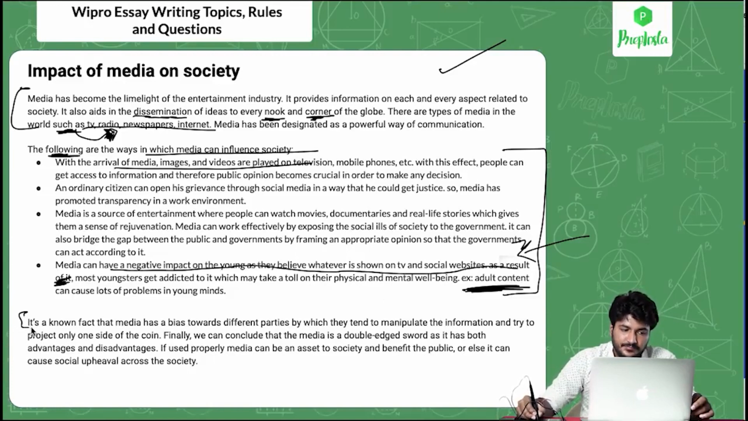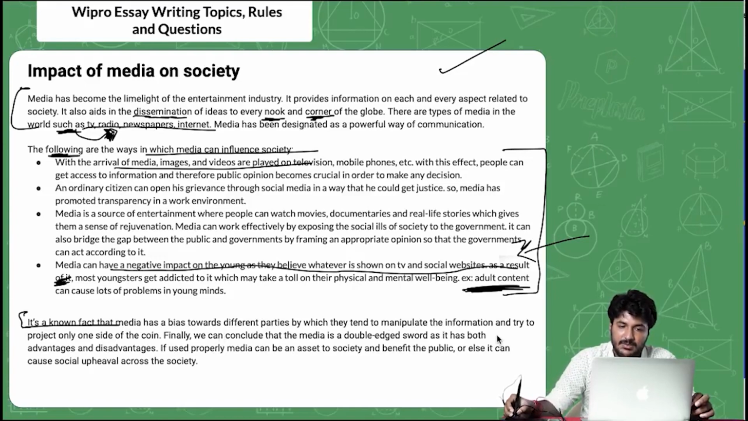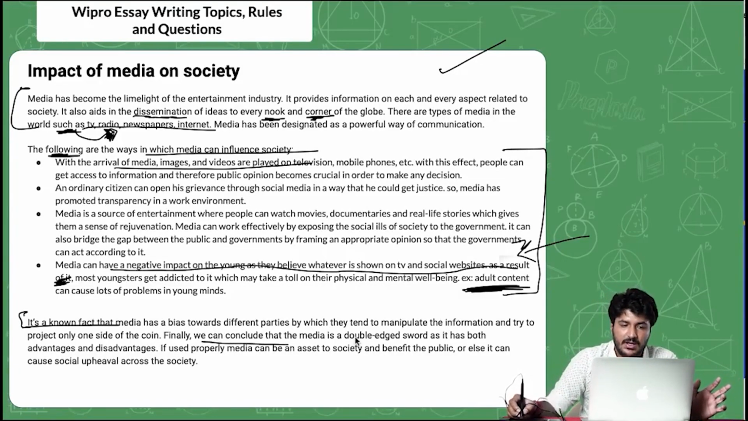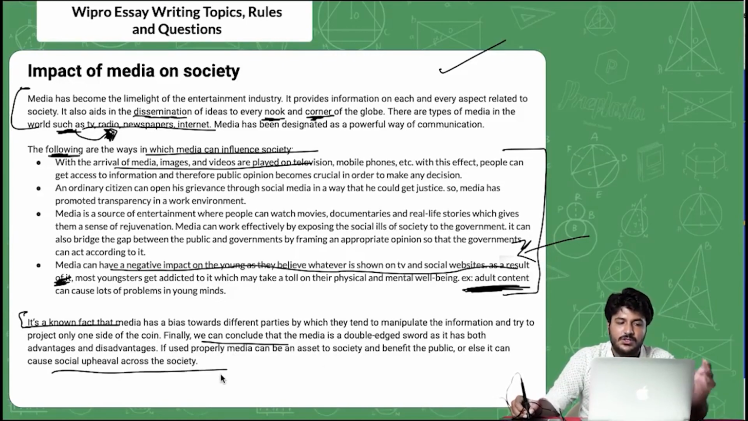Again, this is a very good thing that he's done, that media has a bias toward different parties by which they tend to manipulate the information and they try to project one side or the other. Finally, we can conclude. So he's clearly written for the system. Okay, this is my conclusion. Media is a double-edged sword. It has both advantages and disadvantages.